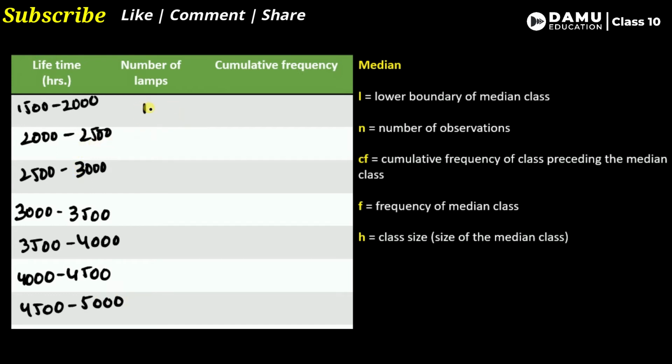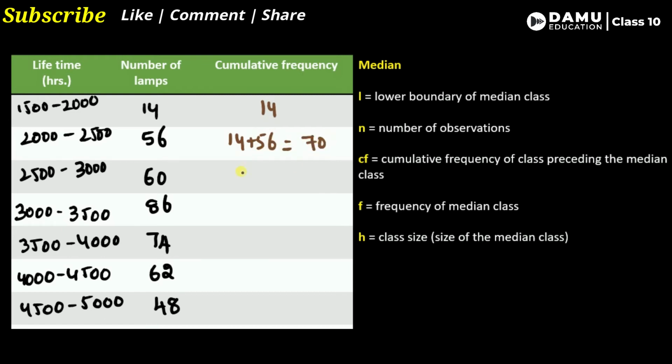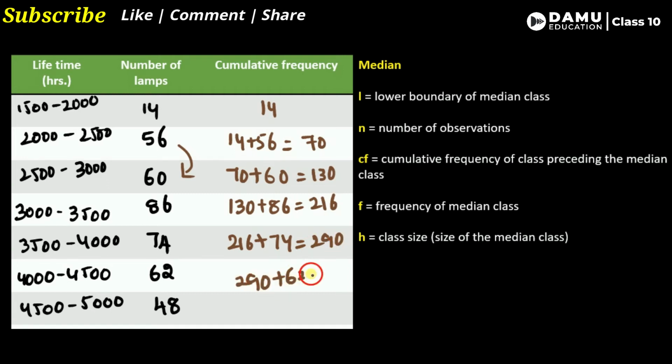The number of lamps they have given are 14, 56, then 60, then 86, then 74, then 62, and 48. So now we take the less than cumulative frequencies, adding as we go. First value as it is, then 14 plus 56 gives 70. Then 70 plus 60 gives 130. Then 130 plus 86 gives 216. Then 216 plus 74 gives 290. Then 290 plus 62 gives 352. Then 352 plus 48 gives 400. So these are the values.